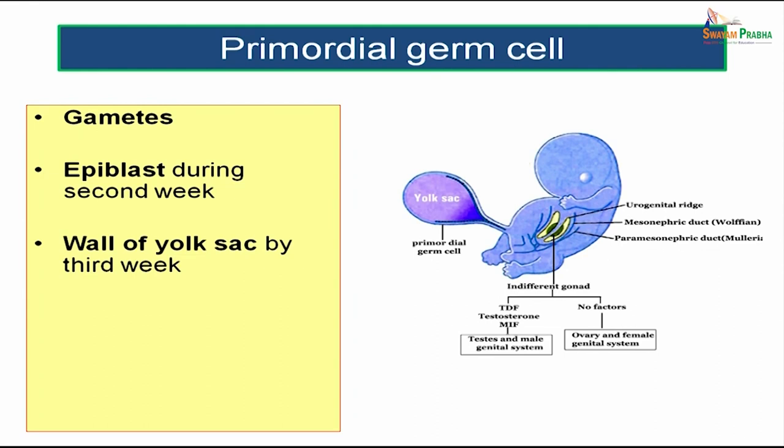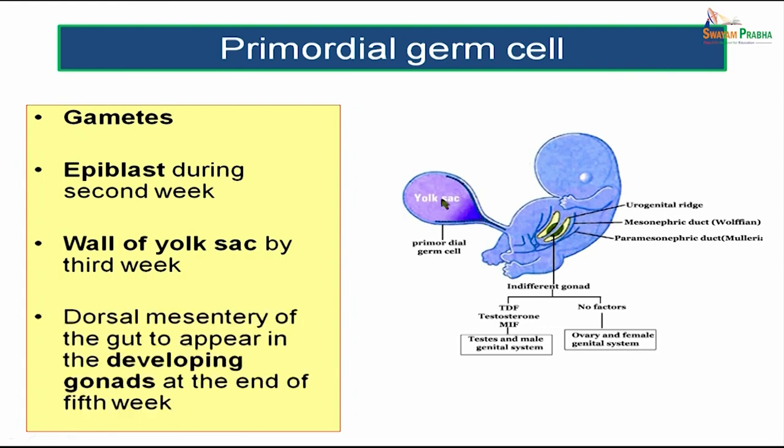The epiblast is actually a part of the embryoblast during the development after fertilization. The details of the epiblast and the embryoblast will be dealt with in the following sessions. From the epiblast after the second week, the primordial germ cells will be transferred to the wall of the yolk sac. You can see the yolk sac here. They are transferred to the wall of the yolk sac by the third week of intrauterine period. And from the wall of the yolk sac, they will travel through the dorsal mesentery in order to appear in the developing gonads by the end of the fifth week of intrauterine period.